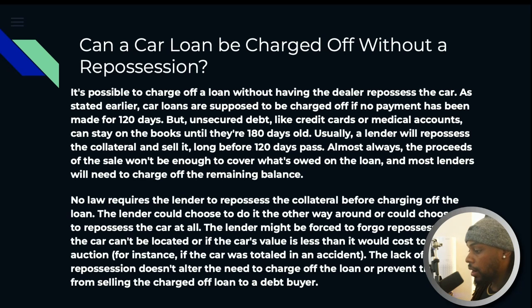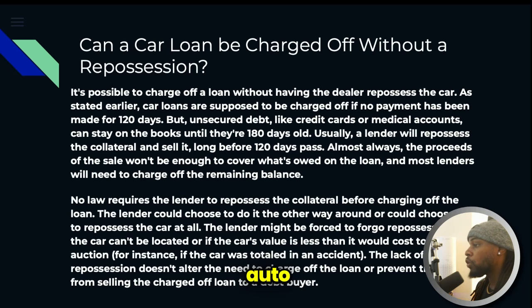So, again, the lender can choose to do it the other way around or could choose not to repossess the car at all. The lender might be forced to forego repossession if the car can't be located or if the car's value is less than it would cost to sell at auction. For instance, if the car was totaled in an accident, the lack of a repossession doesn't alter the need to charge off the loan or prevent the lender from selling the charge off loan to a debt buyer. So that's another good situation that we could talk about.